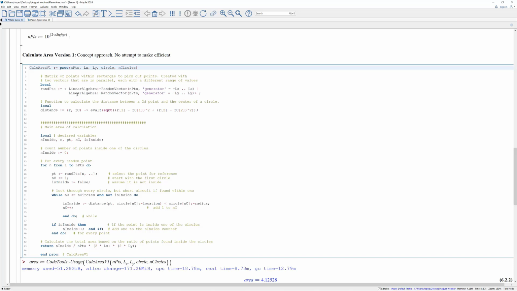And he's broken it down into various procedures and so forth. Random points. He decides if a point is inside a circle or not by looking at the distance of that point from one of the centers. So he's got this distance function defined.